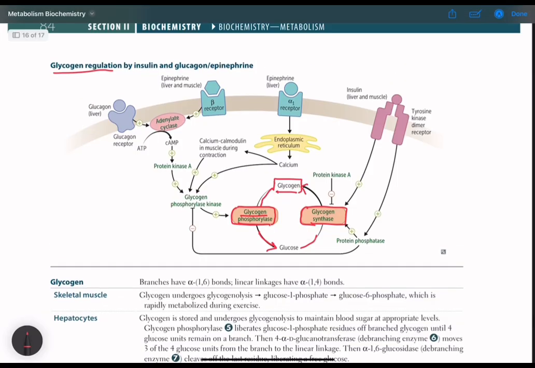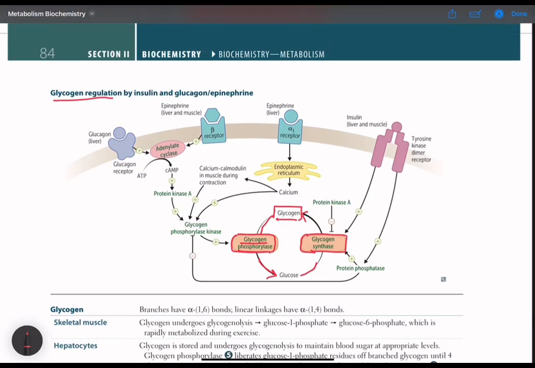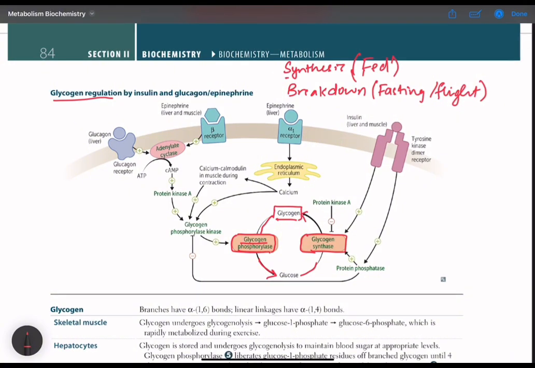So the glycogen synthesis and breakdown are regulated differently in the fasting state and fed state. So we have two processes, the synthesis and breakdown. Now we have the fasting and fed state. We have the fasting or fight-or-flight state, and we have the fed state of our body. In the fed state, we have high insulin, and thus our body goes into glycogen synthesis.